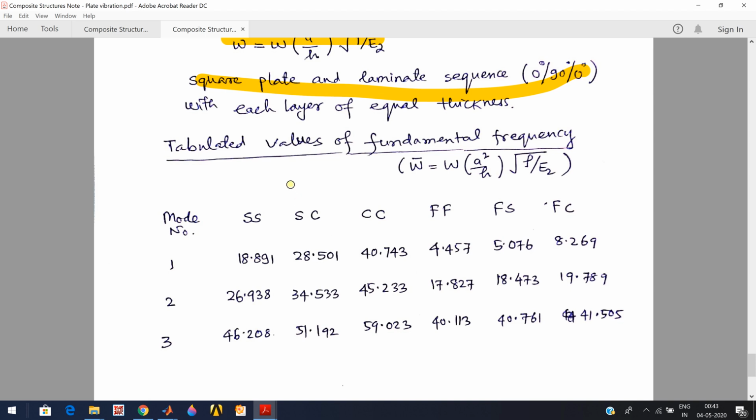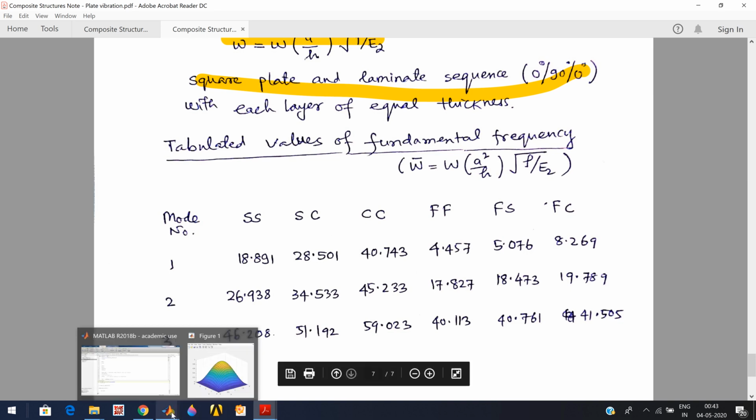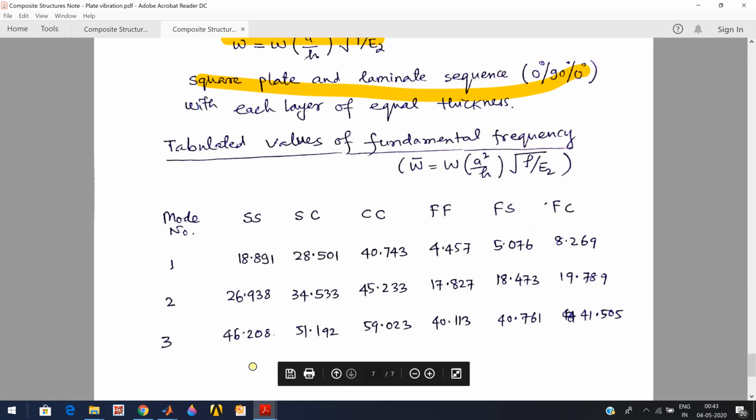Two other edges will always be simply supported, and the others will be simply supported, clamped, free: simply supported and simply supported, simply supported and clamped, simply supported and free, and so on. So for these cases, these are the reported values. These are the 3 modes, the non-dimensional frequencies. Now we'll see how we can get these numbers. I have done it for 2 cases, simply supported and clamped, but you can modify this code a little bit, and you can obtain the other 4 cases also.